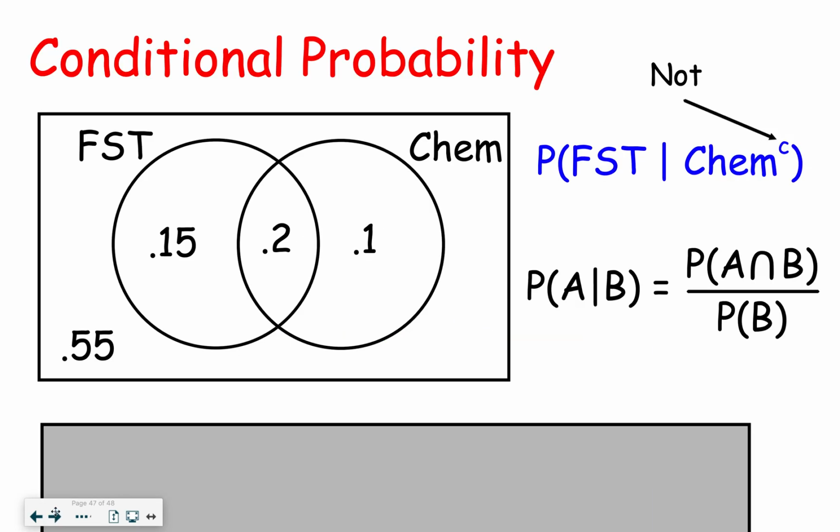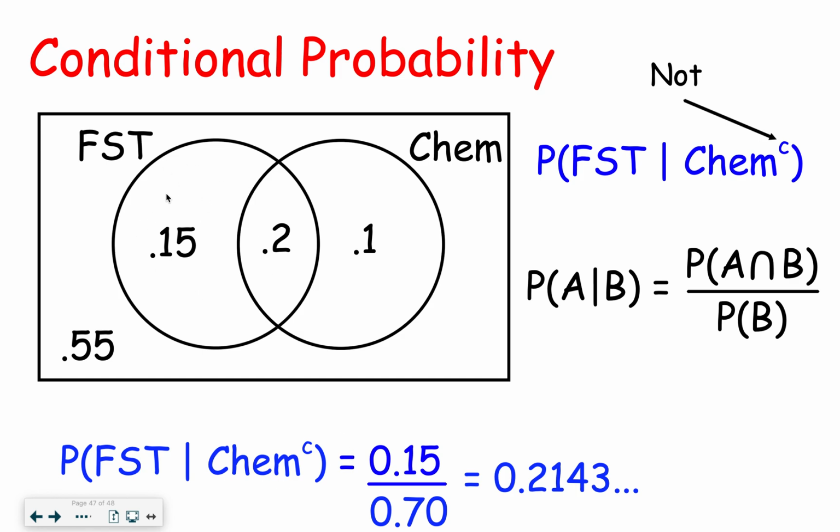All right, then the last couple here, we'll just change it up a little. What's the probability that you're taking FST given you're not taking chemistry? Okay, so where does FST and not chemistry overlap? Well, chemistry, if I have this circle here, I don't want it, right? So anything but this circle is not chemistry. So where does FST and not chem overlap? That would be the 15% part of FST, because the 55% stuff down here is overlapping with chemistry. I don't want chemistry at all.